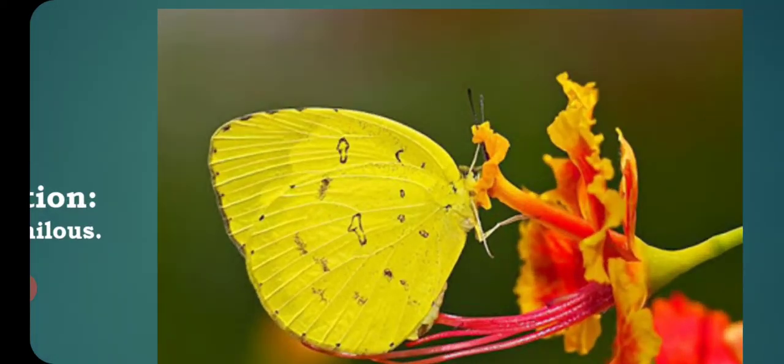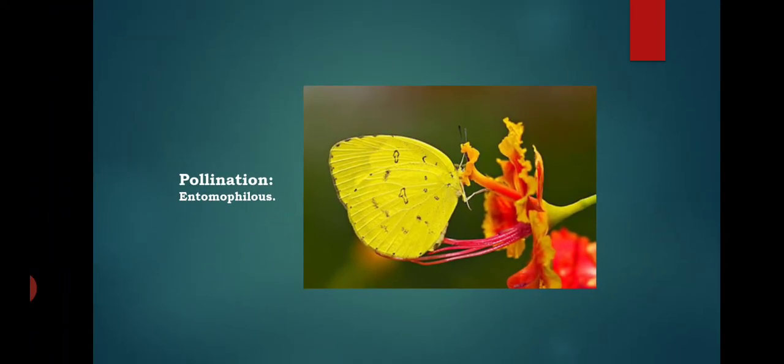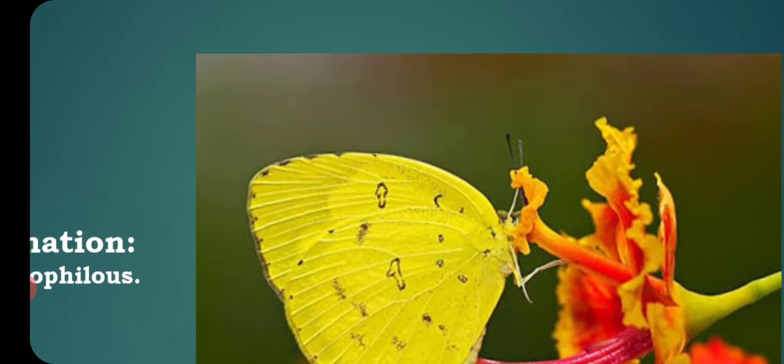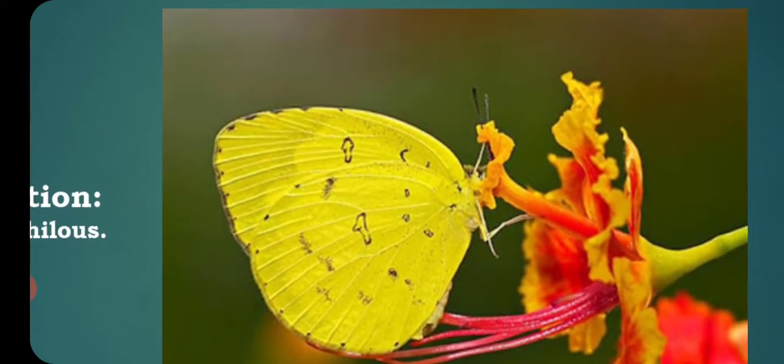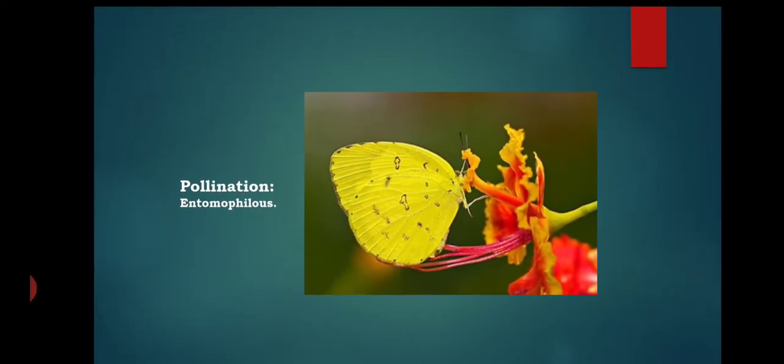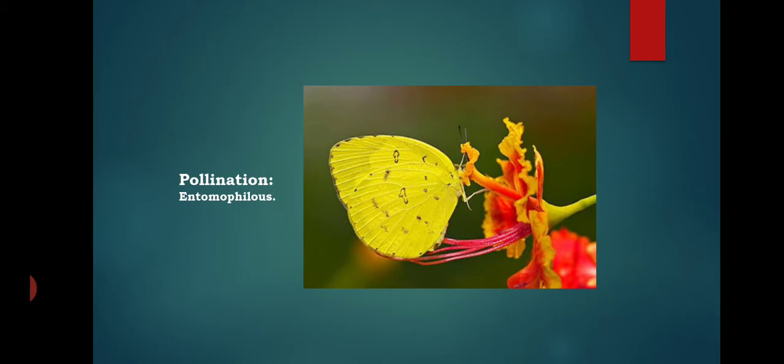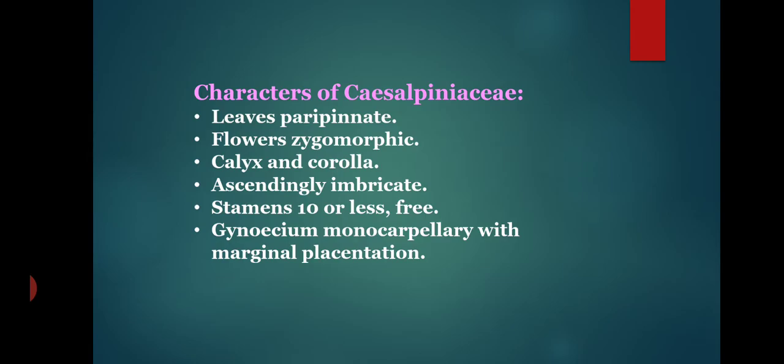Here we can see this butterfly is pollinating, and see, this clawed petal is acting like an attaching organ for the insects. Then from this study, that is about the habit, vegetative characteristics and sexual characteristics or floral characteristics, how we can identify a particular plant as Caesalpiniaceae.